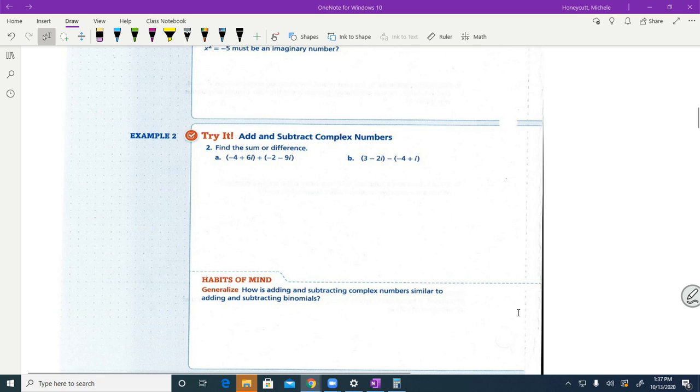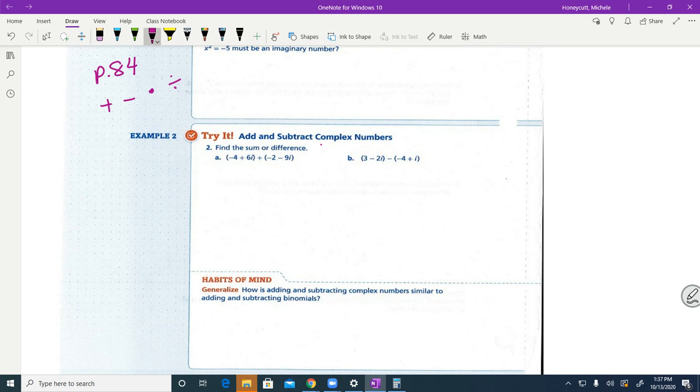Now let's look at example 2, and this is page 84. So you're going to take those imaginary numbers and you're going to have to do all 4 operations with them. So you'll have to add them, subtract them, multiply them, and divide them. So that's what we'll do in the next few examples.